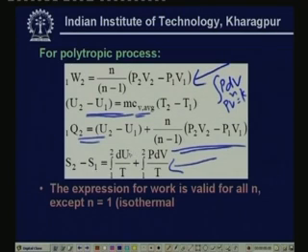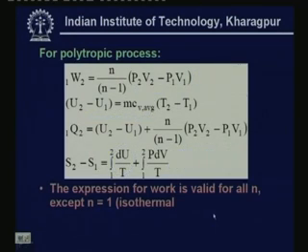For example, if it is an ideal gas, and if you are also assuming that Cv is constant, then you can write this as Cv dT. Similarly, P by T can be expressed in terms of V, and you can get an expression for S2 minus S1. This equation is valid for all n except n equal to 1. When n is equal to 1, obviously you cannot evaluate this. In such a case, the process becomes isothermal, and we have seen how to evaluate work transfer for an isothermal process.